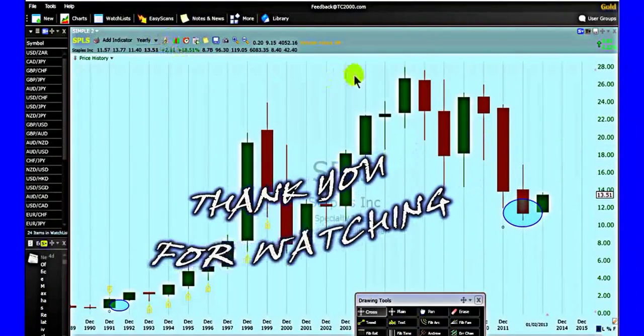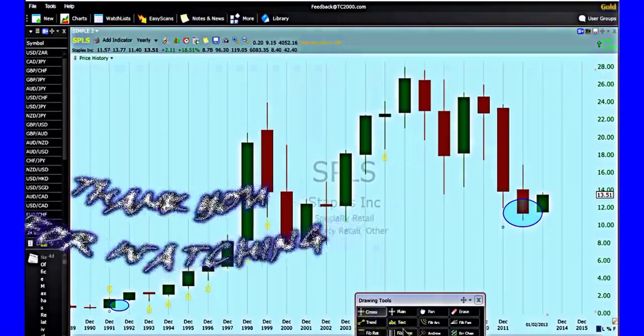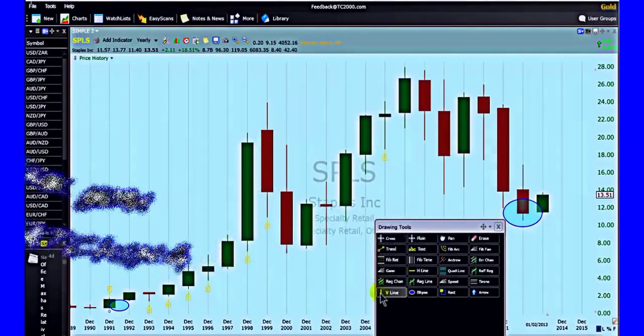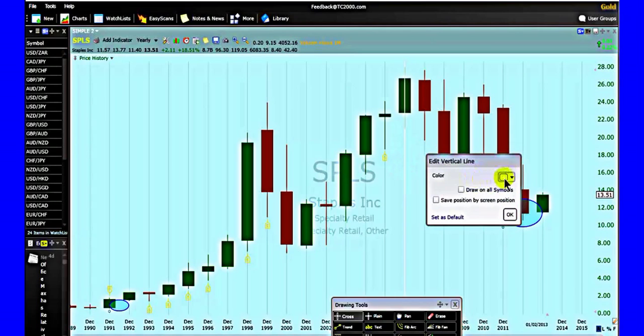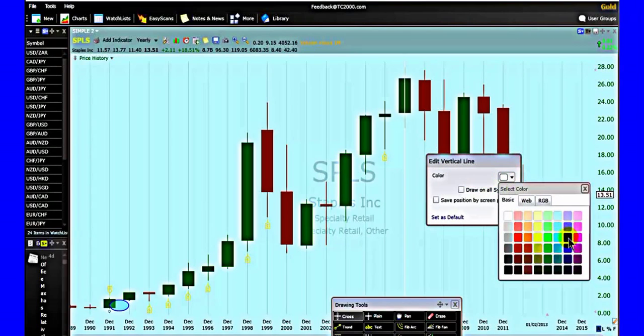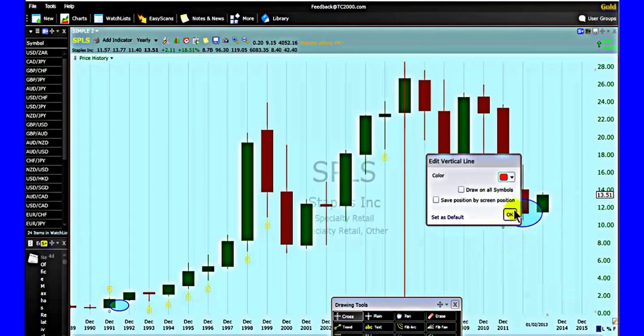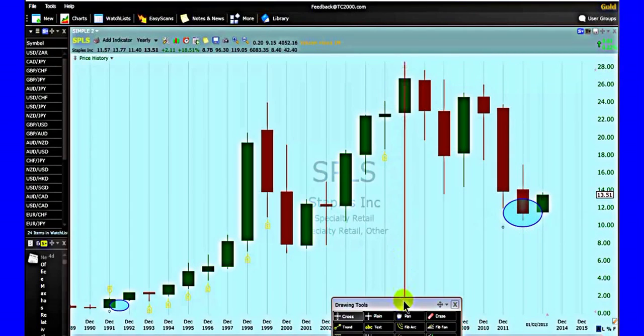So I'm going to draw a vertical line here, somewhere here, and I will color it red. Pay attention to this line. I'm going to switch from the yearly chart to the monthly chart to look at the internal wave, or the sub-wave, of this move from here to here. That's how you can verify what is happening.